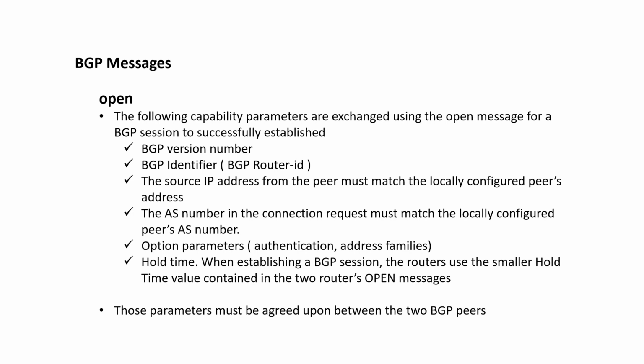Optional parameters such as authentication, address families, and hold time. When establishing a BGP session, the router uses the smaller hold time value contained in the two routers' open messages. All parameters in the open message must be agreed upon between the two routers in order to establish the BGP session.